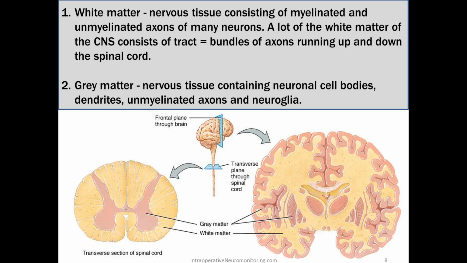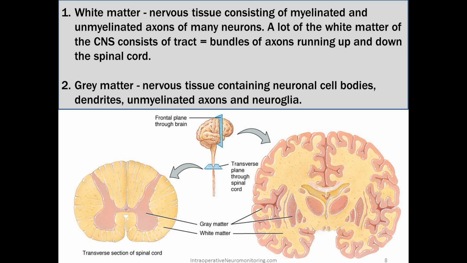The central nervous system can be broken down into two distinct areas. One is the white matter. This is the nervous tissue consisting of myelinated and unmyelinated axons of many neurons. A lot of the white matter of the CNS consists of tracts, or bundles of axons running up and down the spinal cord. So white matter is your highway. This is the one that's transmitting information to and from the areas, either where it originates or to where it's going to end up. The gray matter is nervous tissue containing neuronal cell bodies, dendrites, unmyelinated axons, and neuroglia.